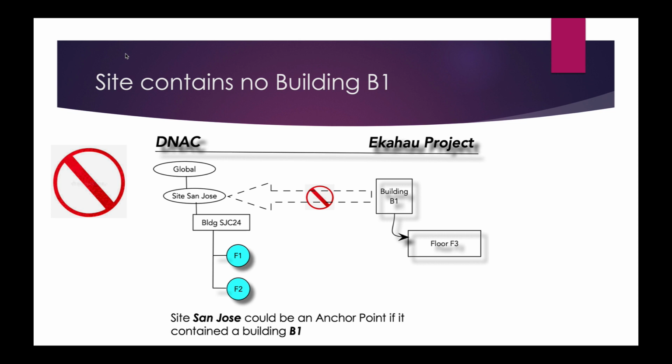Now, this is another example of a failure where the site hierarchy doesn't match. If the Ekahau project contains a building and a floor, and if you seek to import it under a site where the building doesn't exist, as in this example, the top level building in the Ekahau project is building B1. You're trying to import it under a site San Jose, but site San Jose does not have a building B1, hence it would fail.